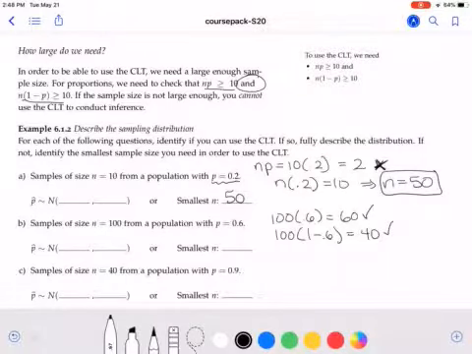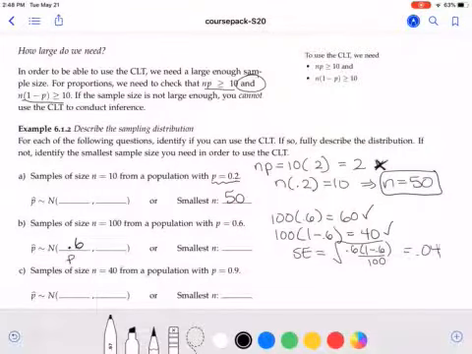So we're asked then to fill in where we would be centered. We'd be centered at the value of p, so 0.6 would be the mean here. And then the standard error is equal to the square root of p times 1 minus p over n. And this is going to give you a value of 0.049. So we'd have a center at 0.6, which is p, and then the standard error is 0.049.